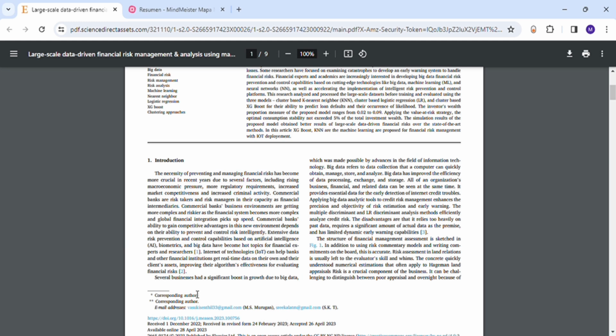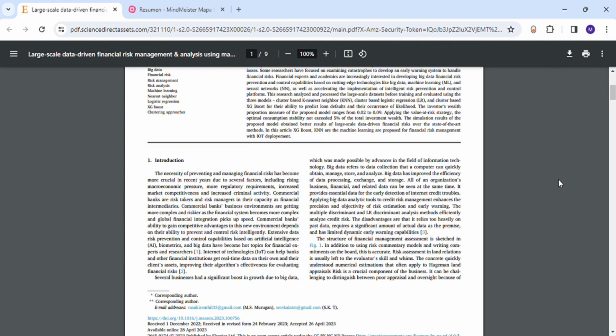Several businesses had a significant boost in growth due to big data, which was made possible by advances in the field of information technology. Big data refers to data collection that a computer can quickly obtain, manage, store, and analyze. Big data has improved the efficiency of data processing, exchange, and storage. All of the organization's business, financial, and related data can be seen at the same time. It provides essential data for the early detection of internet credit troubles.